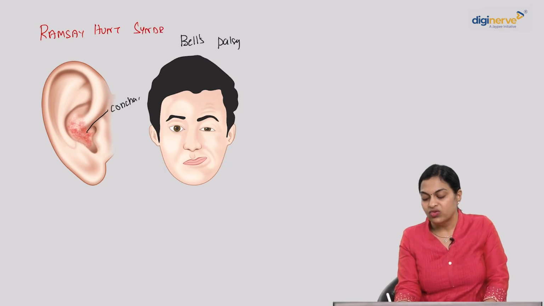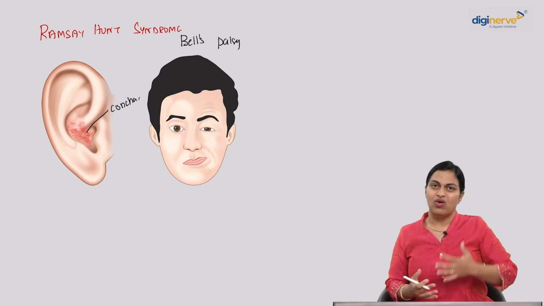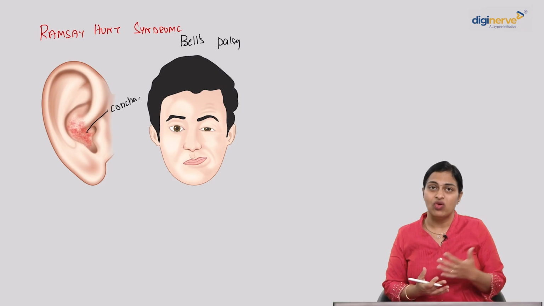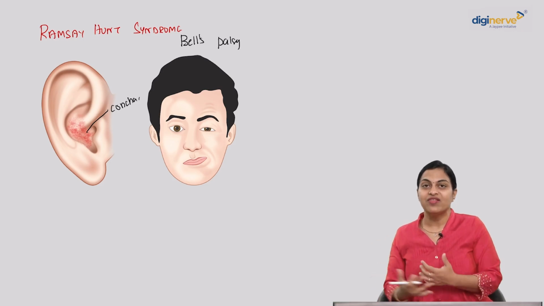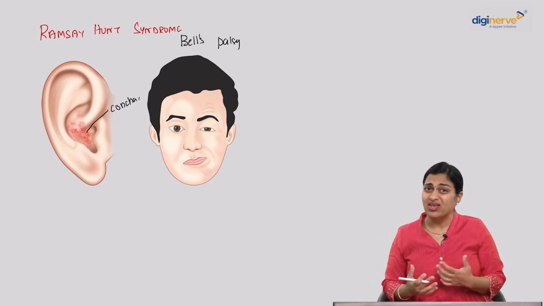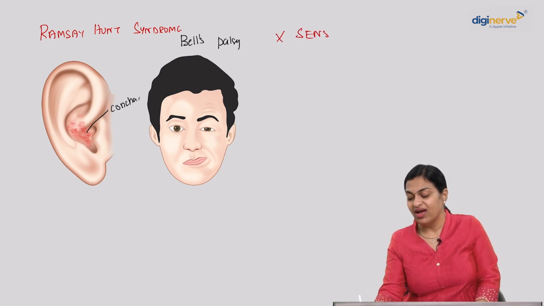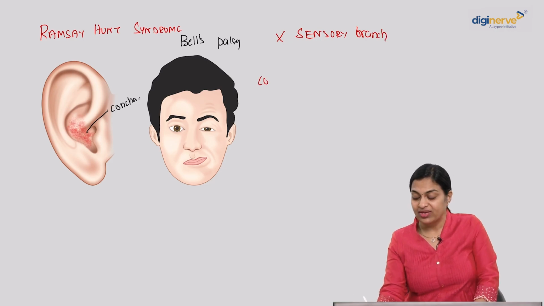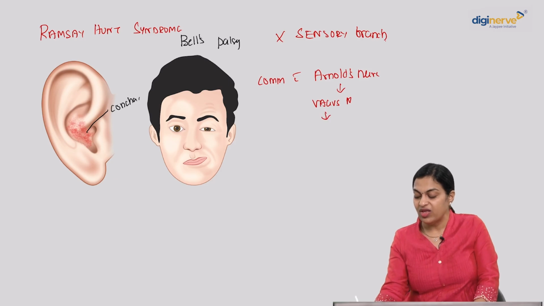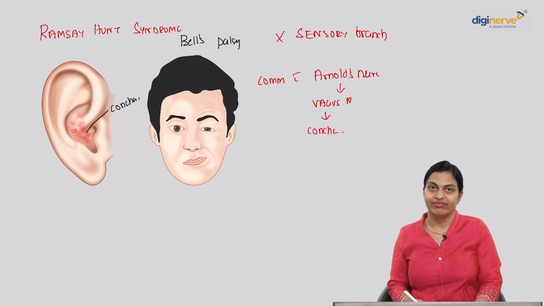Okay. So we saw the functional columns, everything, branches of the facial nerve, right? We saw the motor branches. We saw the parasympathetic branches. But did I mention any sensory branch? No, the facial nerve doesn't have any sensory branch, but it communicates with the Arnold's nerve or the Alderman's nerve, a branch of vagus that supplies the concha of the ear.